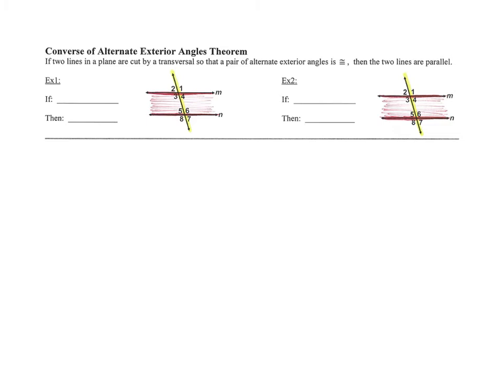And now let's look at example 1. If I have a pair of alternate exterior angles, so let's say that 1 and 8 are congruent because those are a pair of alternate exterior angles. So if angle 1 is congruent to angle 8, then our conclusion is that the two lines are parallel. Let's look at example 2. Identify another pair of alternate exterior angles. That would be 2 and 7. So if angle 2 is congruent to angle 7, then we can conclude that line M is parallel to line N.